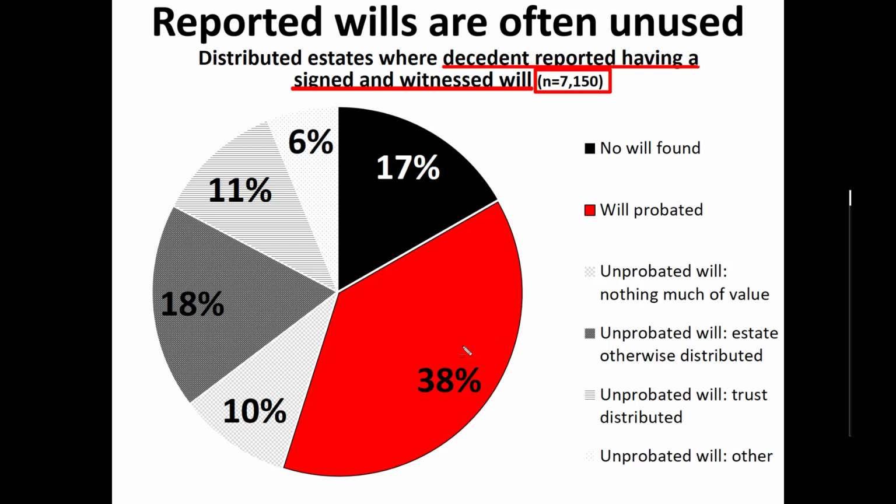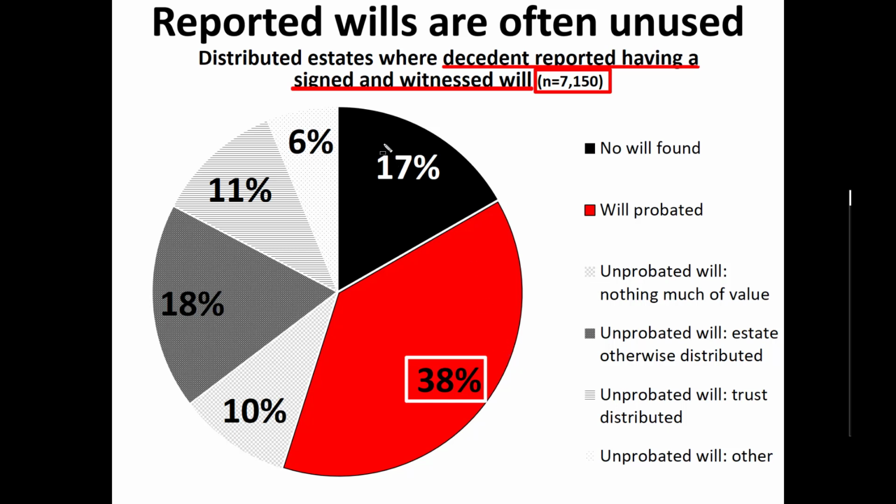And so because of that, one of the things that is known from the study is what happened to those will documents. And what we know from at least these 7,150 will documents is that those will documents controlled at least $1 in 38% of the cases. They controlled something in only 38% of the cases. So in 62% of the cases, these signed and witnessed will documents reported by decedents controlled nothing.